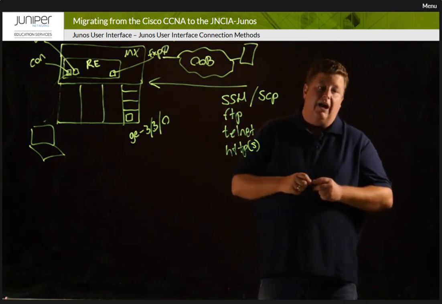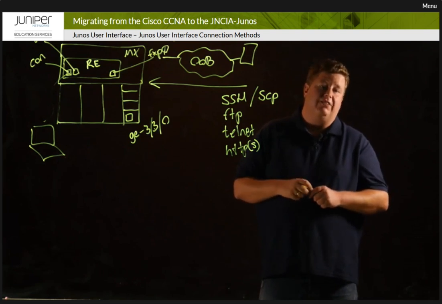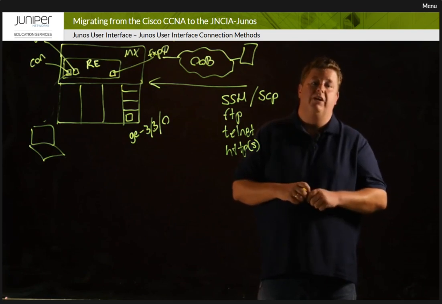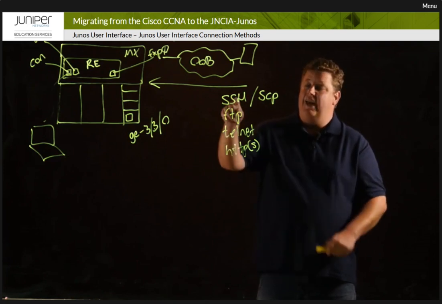So in IOS, you're probably used to making line VTY configs and so on. Quite a bit simpler in Junos. So we'll look at some config examples in a moment, but you're just going to go underneath the system hierarchy and enable the service you want.